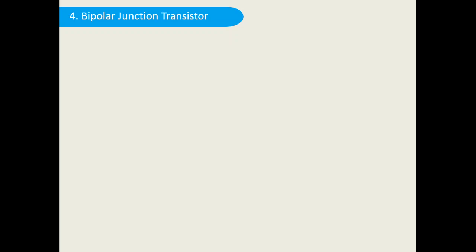Hello students, welcome to the next subtopic of the semiconductor chapter, and in this subtopic we are going to learn about the bipolar junction transistor. In the previous subtopics we discussed how we can convert alternating current to direct current using rectifier circuits, and the next thing we learned is the special purpose PN junction diodes.